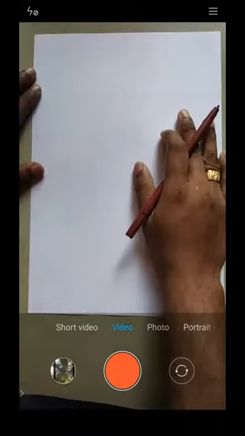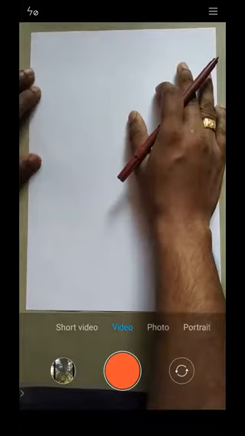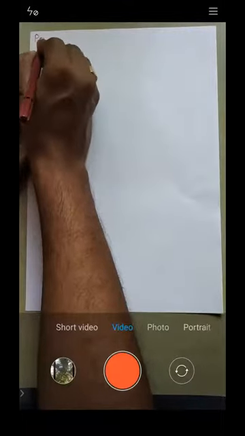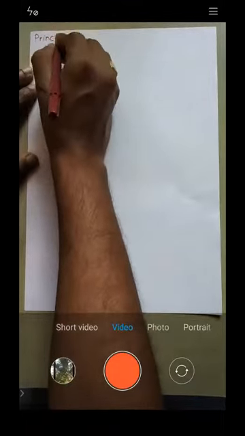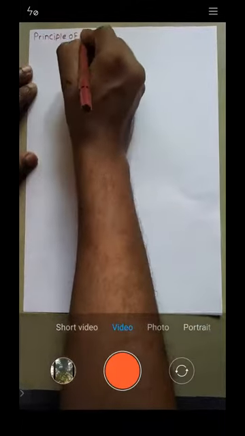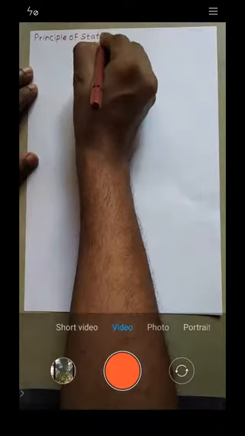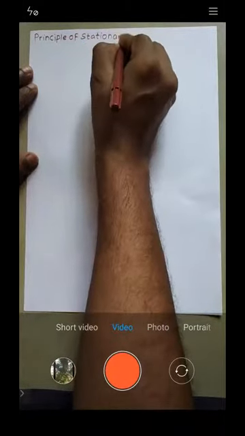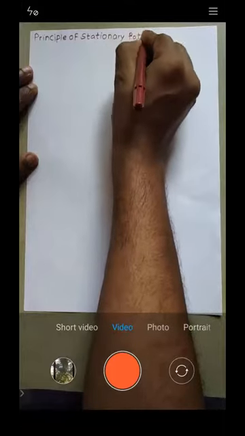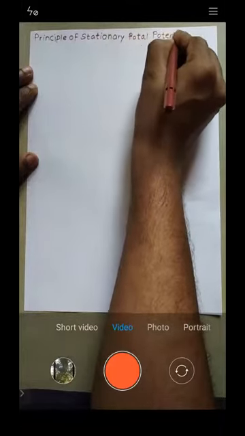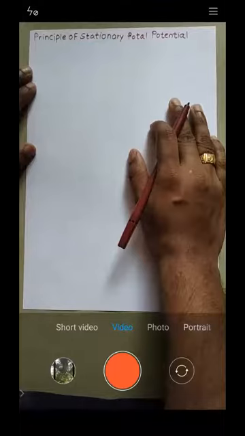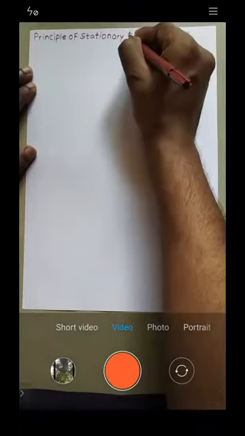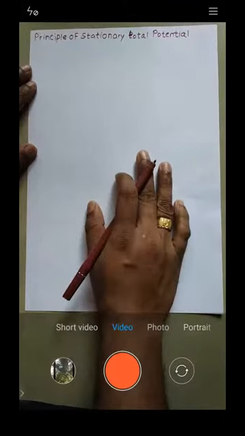In today's session, we are going to start with the principle of stationary total potential. Initially we will understand what the principle of stationary total potential is, and after that we are going to solve a problem based on it. So now let's try to understand what the principle of stationary total potential is.